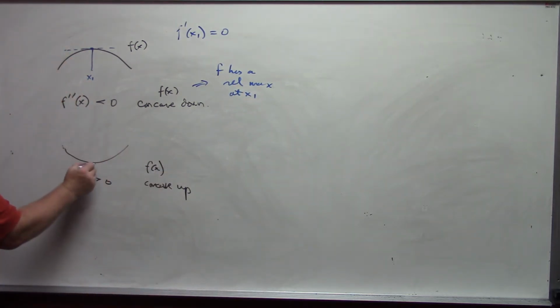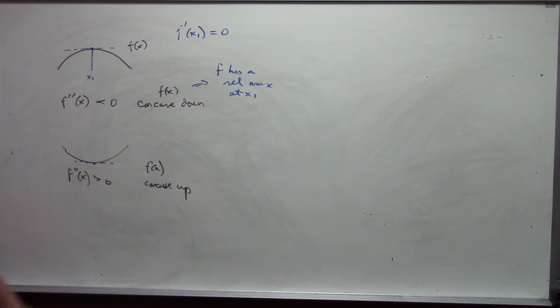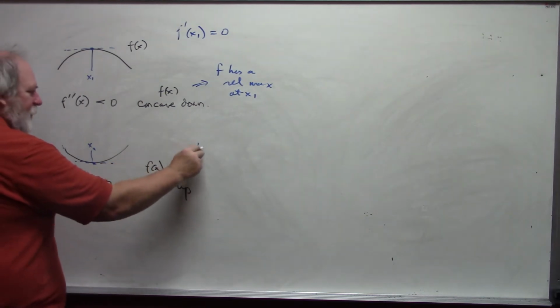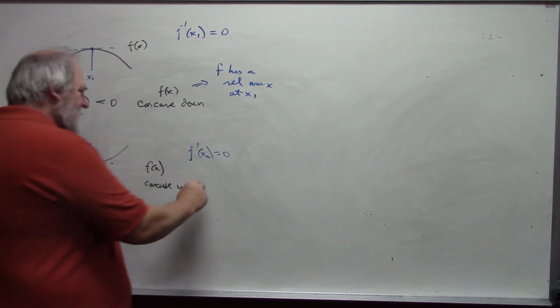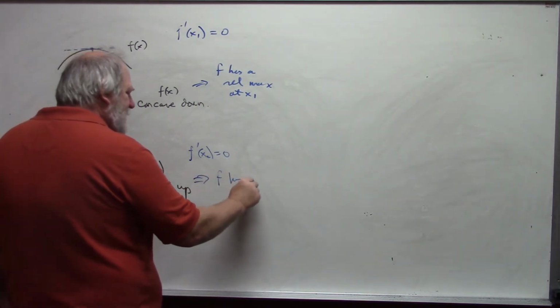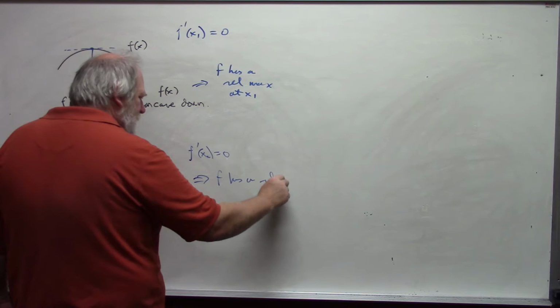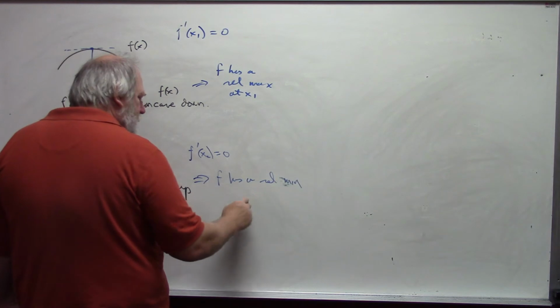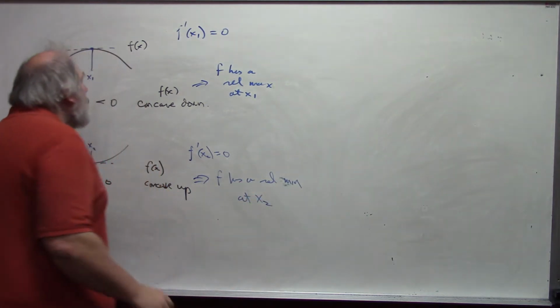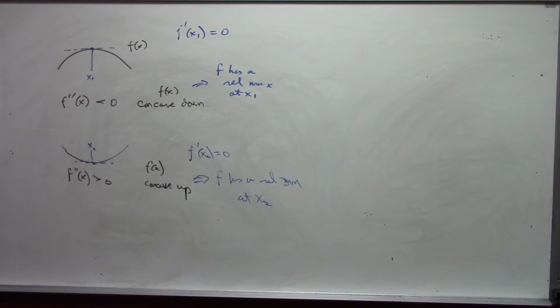If I have a nice smooth curve here, let's call this x2, when my derivative is 0, f prime at x2 is 0, and my function is concave up, this would mean that f has a relative min at x2. So we don't have to do a sign table in these kinds of situations. We can use the functional value of the second derivative.